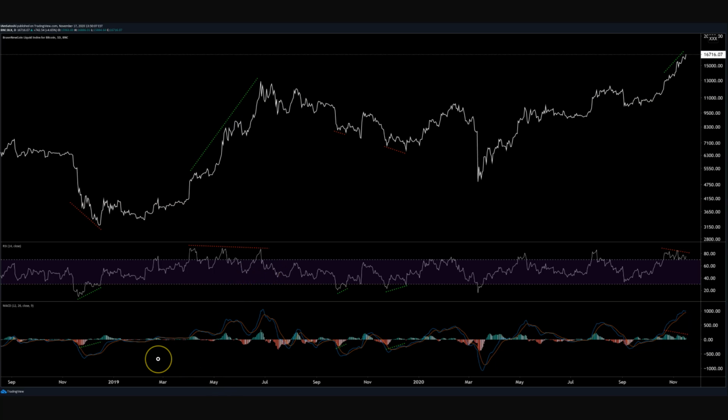Not that they don't always appear on MACD. Sometimes they do, sometimes they don't. But I think it's just easier to use RSI. So let's roll back the clock.